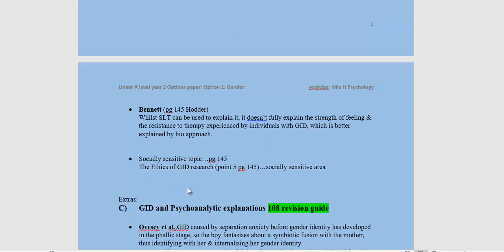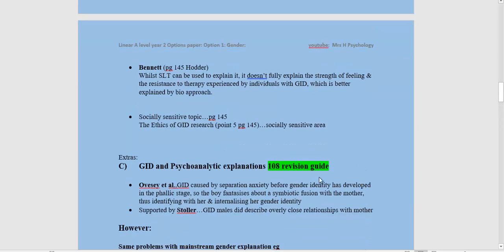We mustn't forget that this is a very socially sensitive topic. Obviously, this is about people's identity. It's very important that we handle this sort of research extremely carefully and very sensitively, and that we make real reference to ethics like confidentiality and protection from harm, and that's worth an evaluative point as well.